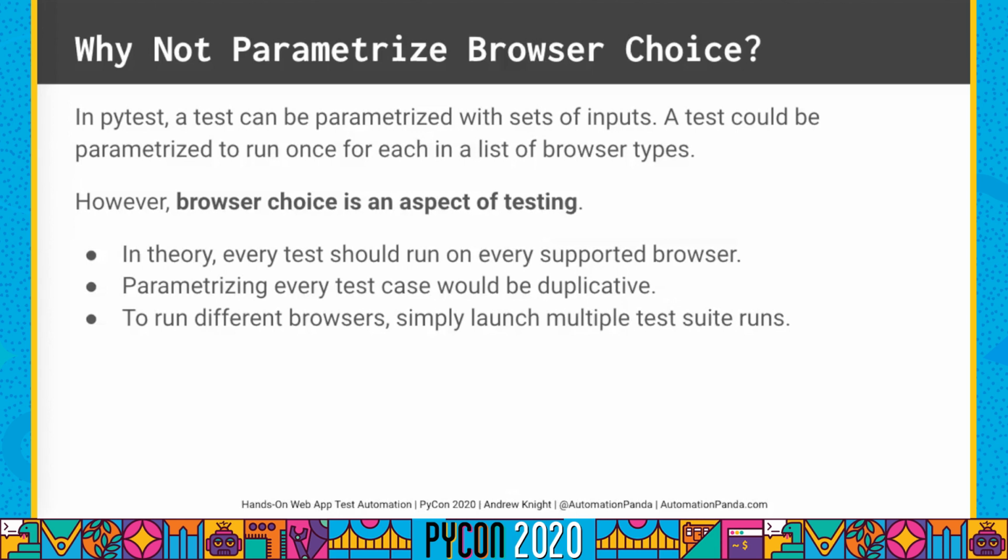Furthermore, from an implementation standpoint, if you were to parameterize every test case with different browser options, that would create a ton of duplicative code. When you use something like a config file or another input mechanism, every test case run will target one specific browser. And if you want to run multiple browsers, you simply launch multiple test suite runs with different input values. So you're saving yourself code and you're saving yourself hassle.